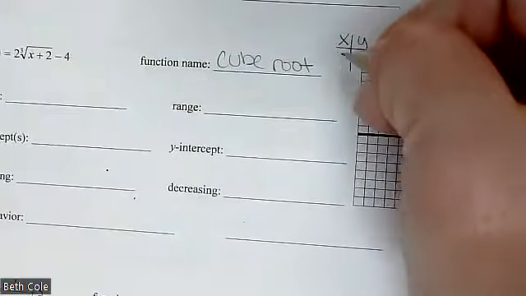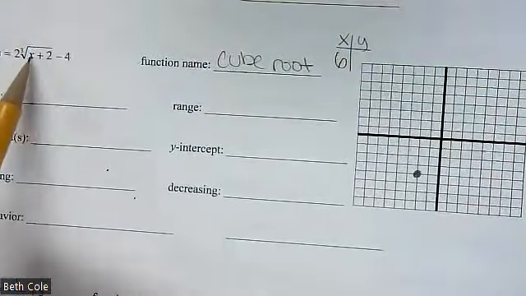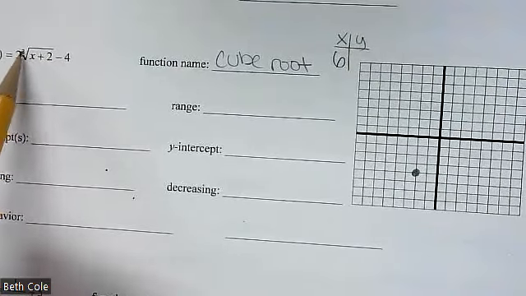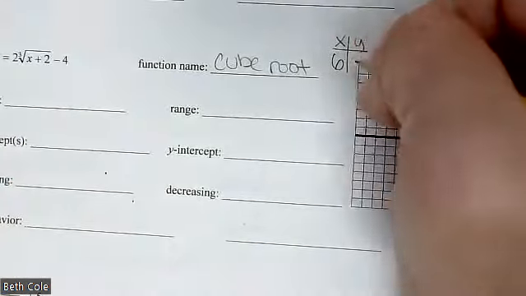6. Let's see if that works. 6 plus 2, 8. Good. Cube root of 8. Good. 2 times 2 is 4. Minus 4, 0. So (6, 0).